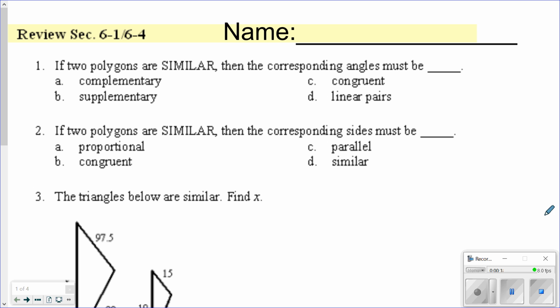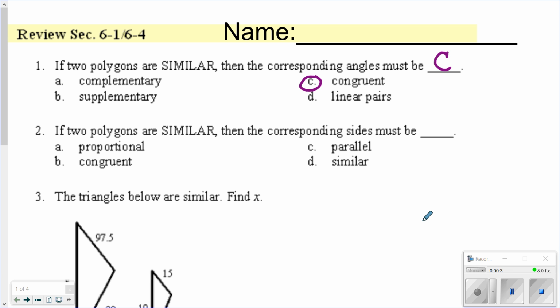Number 1, if two polygons are similar, then their corresponding angles must be A, complementary, B, supplementary, C, congruent, or D, a linear pair. The answer here is C, congruent. So all the corresponding angles must be the same measure.